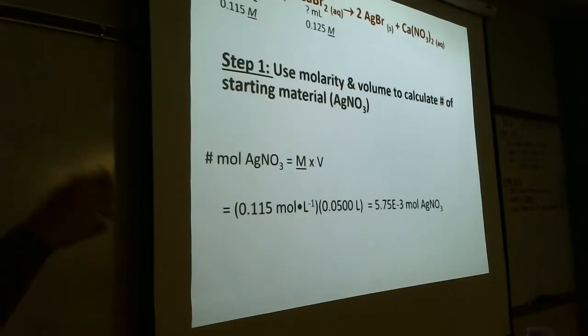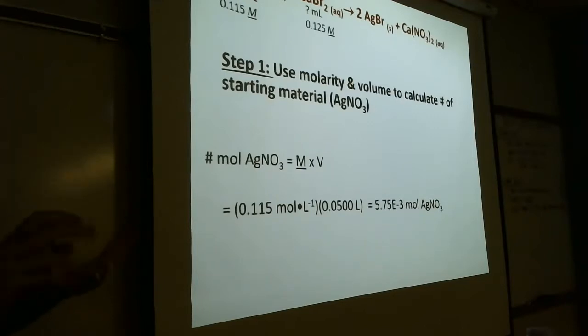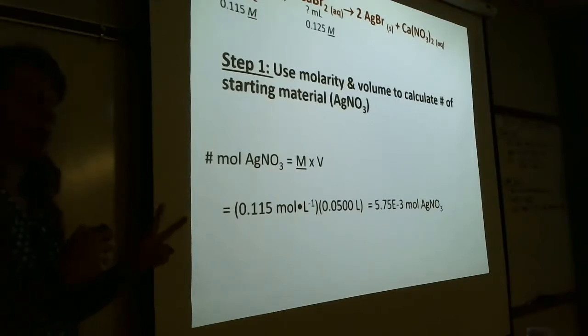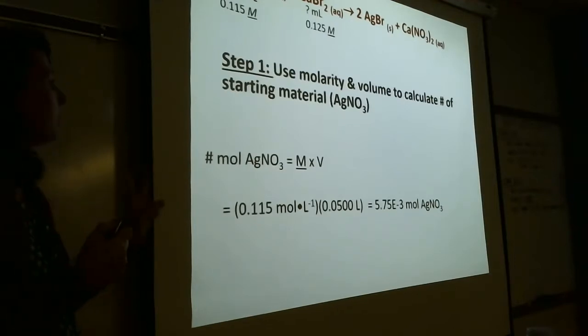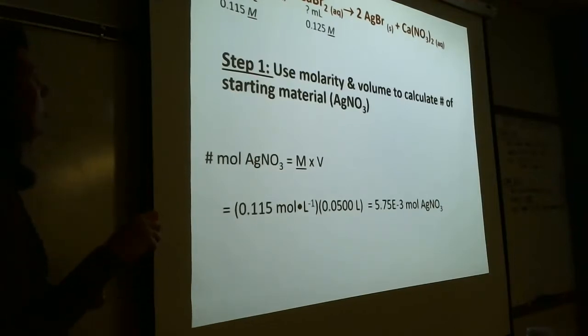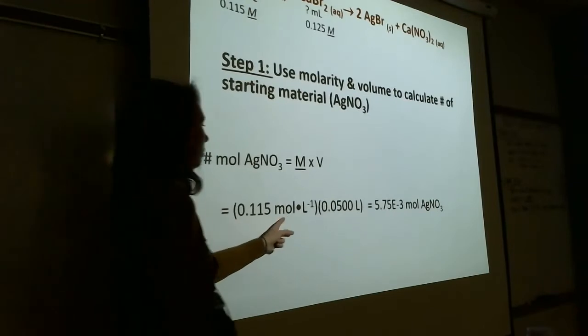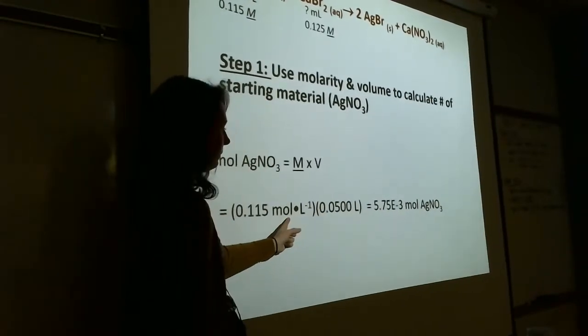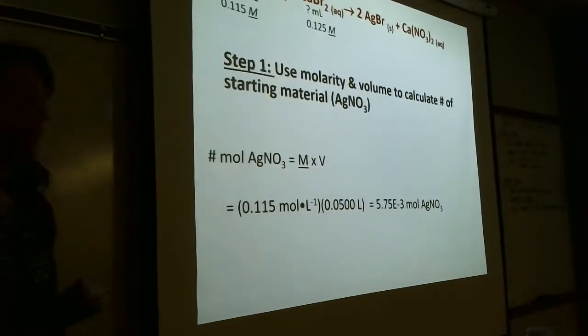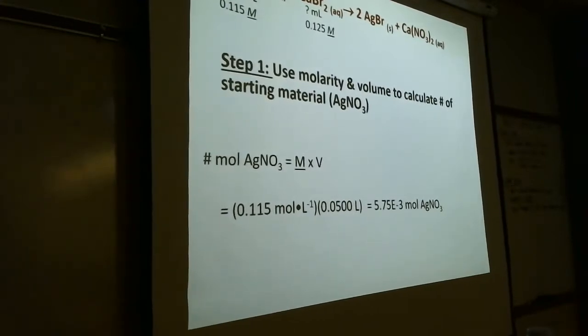So step 1 is always going to give you moles somehow. Find a way to get moles. The 2 most common ways you get moles is either converting grams to moles, which we don't have here, or multiply molarity times volume. We know the volume, we know the molarity. If I multiply those 2 together, moles per liter times liters, that cancels out liters. So that gives me moles as my unit. So that's 5.75 times 10 to the negative 3rd moles.